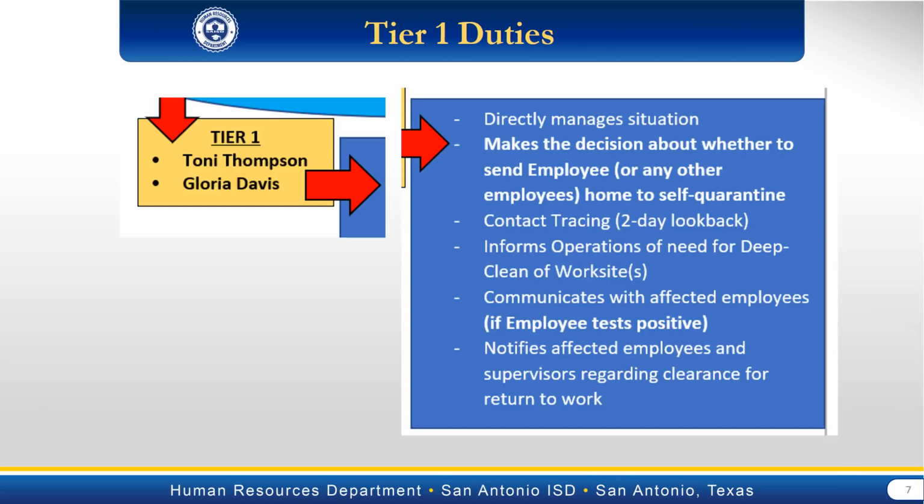The Tier 1 team, on the other hand, will directly manage the situation. We'll make the decisions about whether to send employees or any other employees home to self-quarantine. We use contact tracing based on CDC guidelines to include a 2-day look-back period. We will make sure that operations is notified so that they can provide a deep cleaning service for the work sites that are affected or involved. We'll communicate directly with affected employees if employees test positive, and then notify all other employees who need to be notified, and supervisors, before any clearance for returning to work.